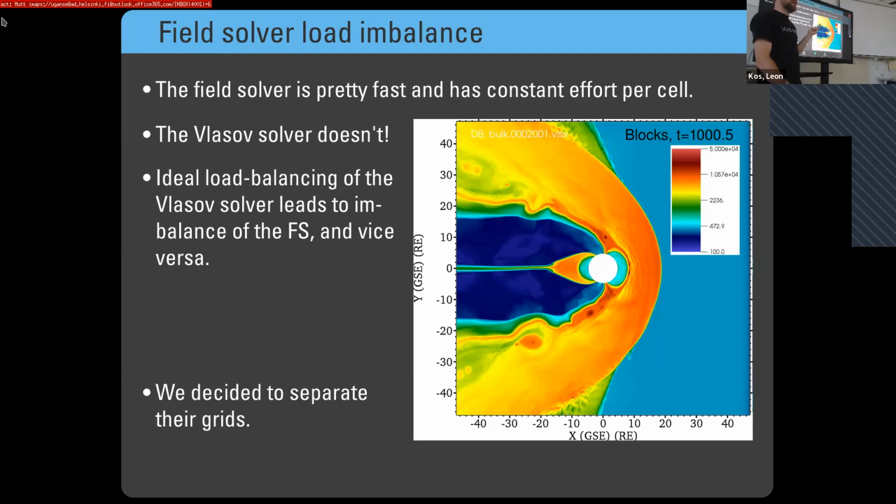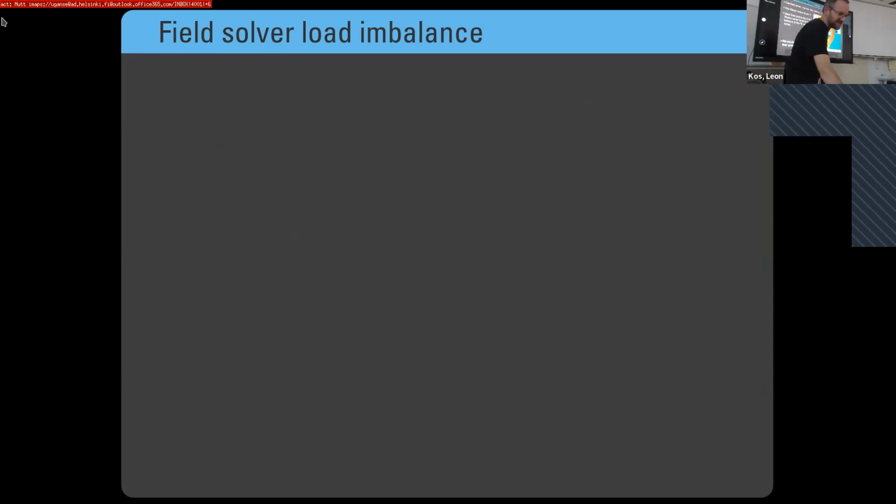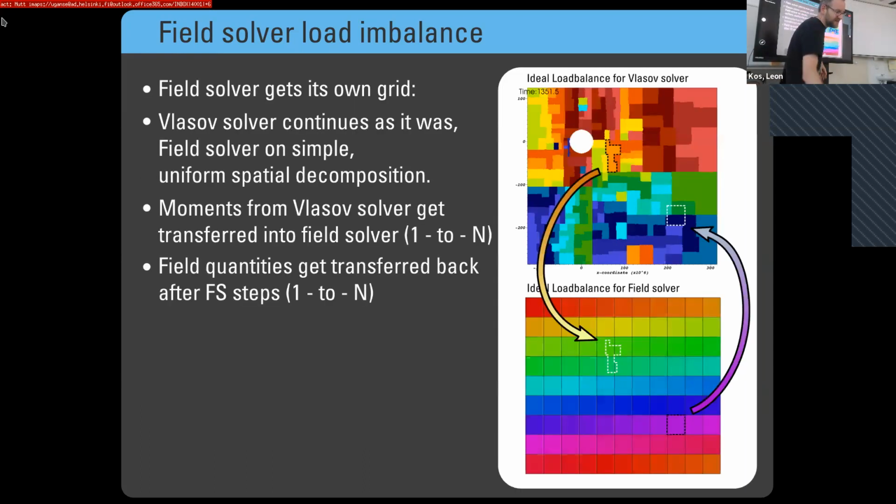At the same time, our field solver does not have any sort of imbalance at all, because the field solver calculates an E and a B from the moments. And that's independent of how complex the calculation here is. And so that's why we need this, as I showed yesterday, where these two grids are actually coupling to each other.